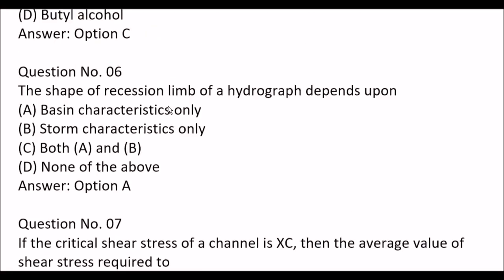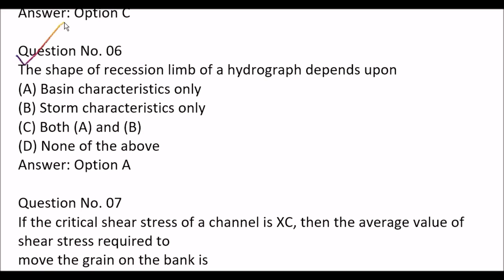Okay. Next question. The shape of recession limb of a hydrograph depends upon option A, basin characteristics only. Option B, storm characteristics only. Option C, both A and B. Option D, none of the above. Right answer is option A, basin characteristics only.